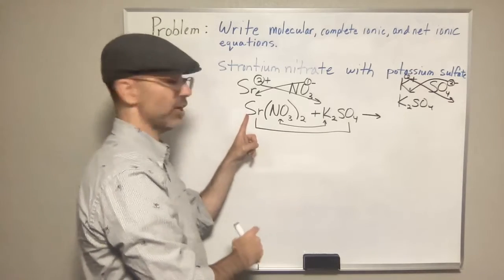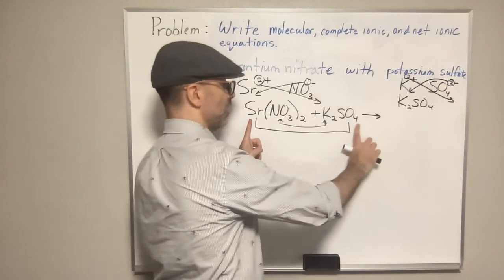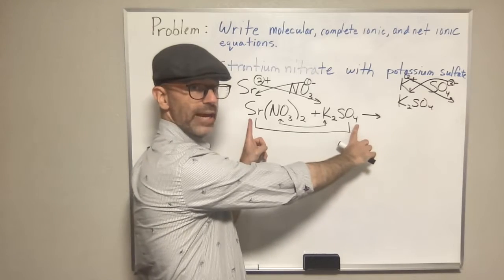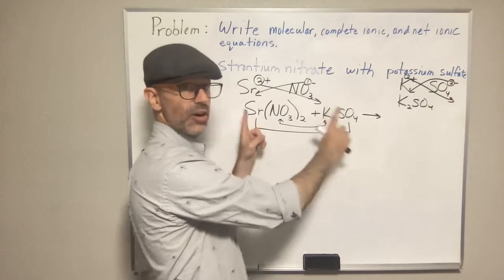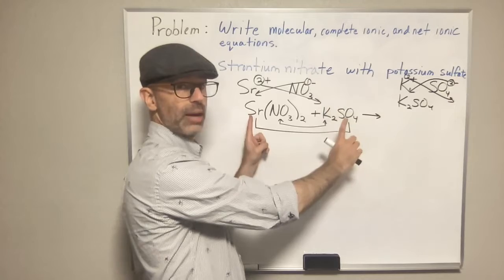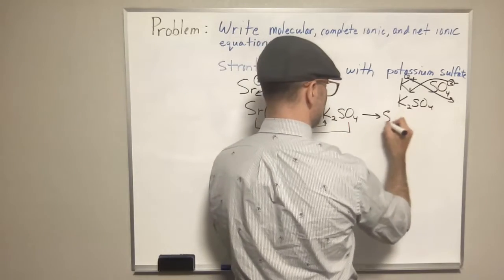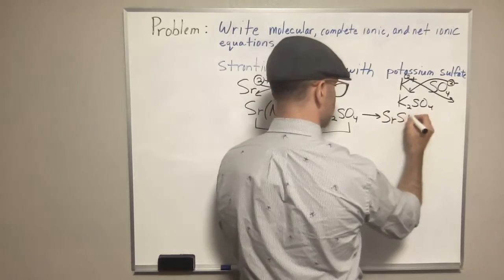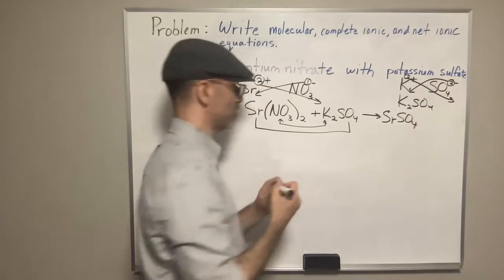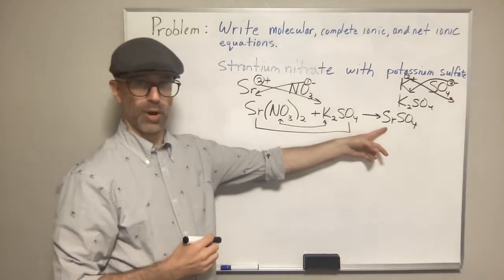So strontium, I know, has a 2 plus charge. Sulfate has a negative 2 charge. They're equal in charge, so that means I only need 1 each. So that's going to be SrSO4. So that's one possible product.